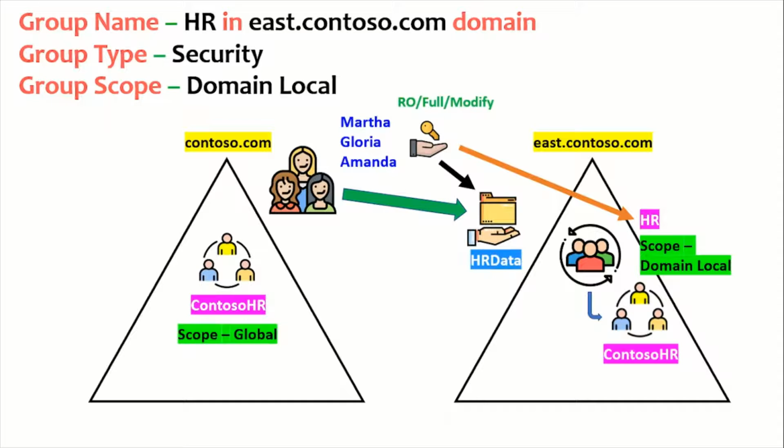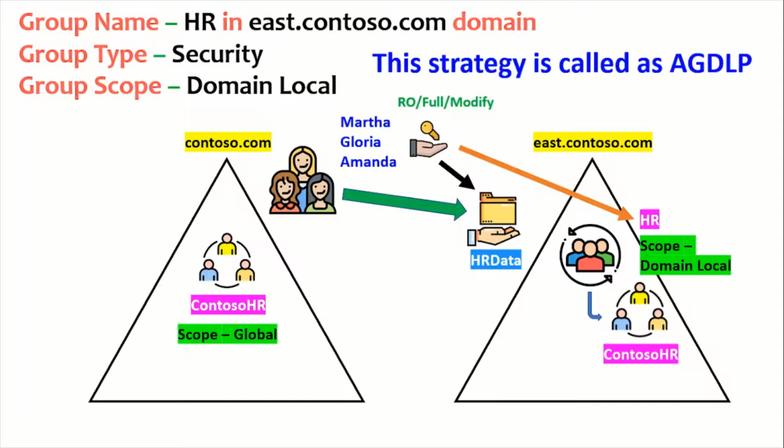So we will assign permissions to this HR data folder, and the permissions can be read, full or modify. And after assigning the permissions, these three ladies, Martha, Gloria and Amanda, would be able to access the HR data folder. So this strategy is called AGDLP. Accounts go to global groups, global groups are added in domain local groups, and permissions are assigned to domain local groups. We are going to discuss group nesting and group nesting strategies in our upcoming videos.